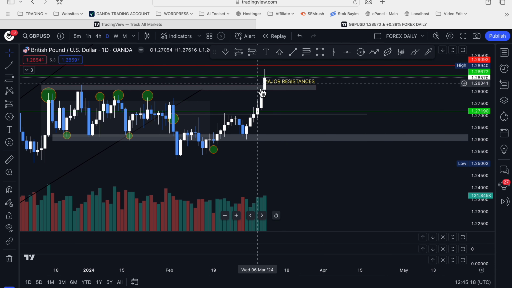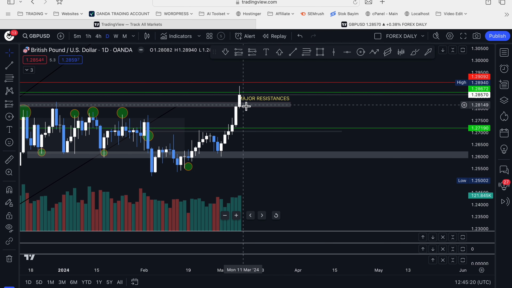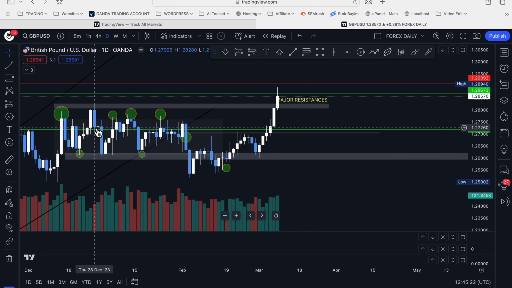So I would never enter a trade here just now. I don't know what the market's going to do. It's been bouncing off this resistance zone repeatedly over the last couple of weeks. And then here it just shoots through it. So what's it going to do next? I don't know. Where do I enter my trades?